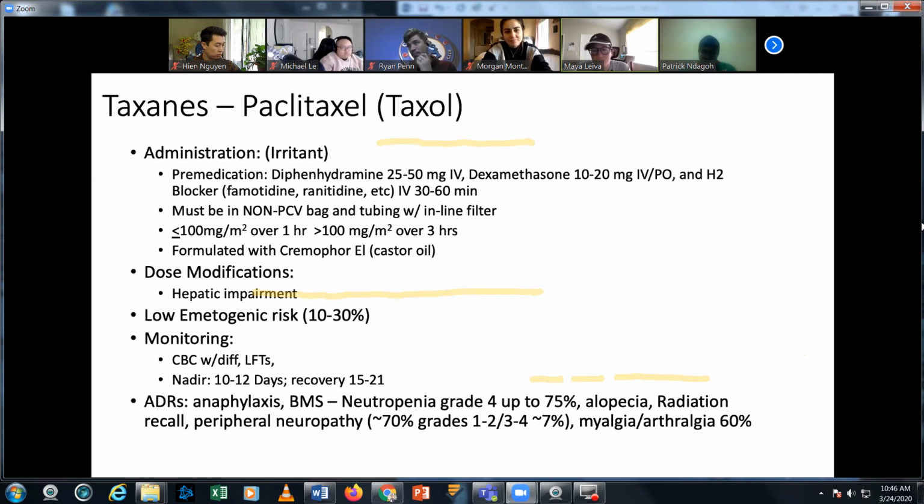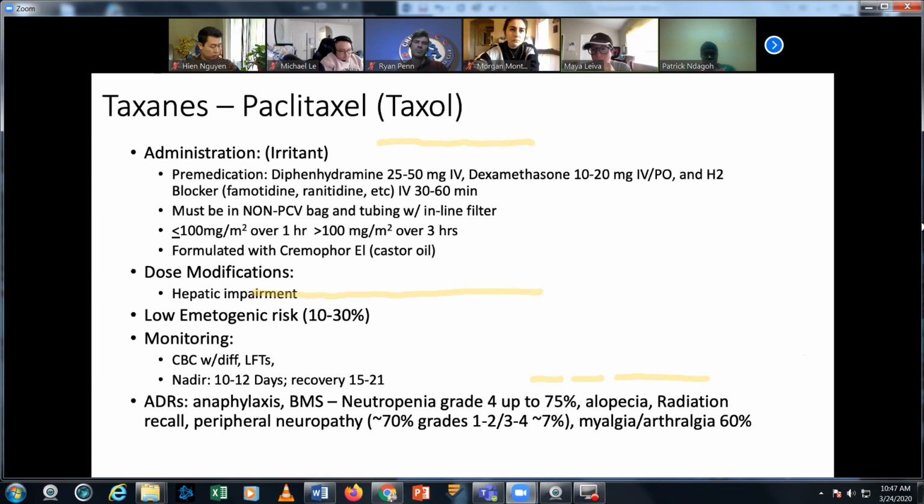So there are some other things that you will need to know too, but generally speaking, you can't go wrong with that. The nadir tends to happen in about 10 to 12 days, and it takes patients about 15 to 21 days from the time they got their dose to fully recover from the lowest point. So some of the major reactions are anaphylaxis, like I mentioned, bone marrow suppression. We do see a lot of neutropenia, especially for the bigger doses. Alopecia, people always lose their hair. So for carboplatin, cisplatin, patients lose their hair, but with taxanes, it's typical for patients to be totally bald.